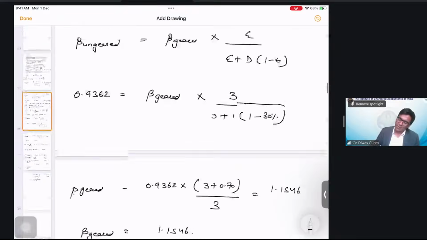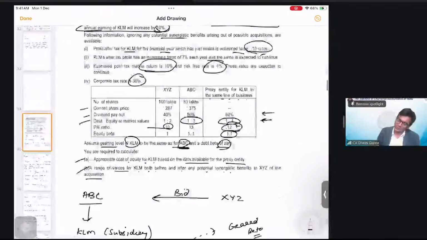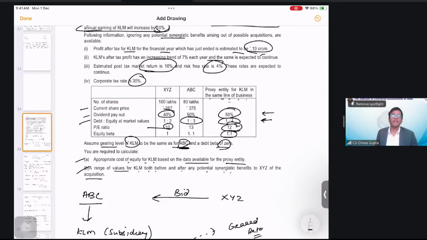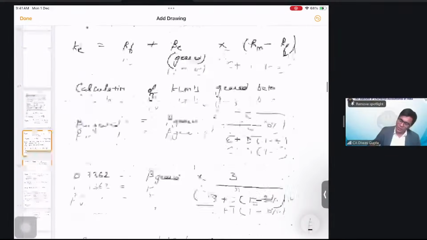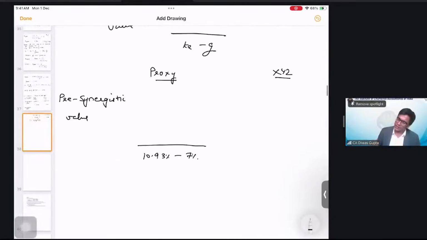What is their dividend payout ratio? Using the KLM proxy, it is 50%, and for XYZ it is 40%. So we will adjust for their respective dividend payout ratios. So 10 crores multiplied by 50%. But again, this 10 crores for 50% is as on today. This is D1. D1 we will have to take after the growth of 7%. Any question, anyone?